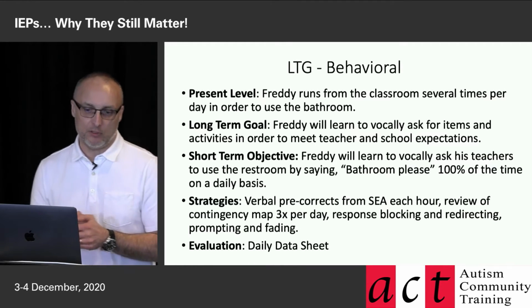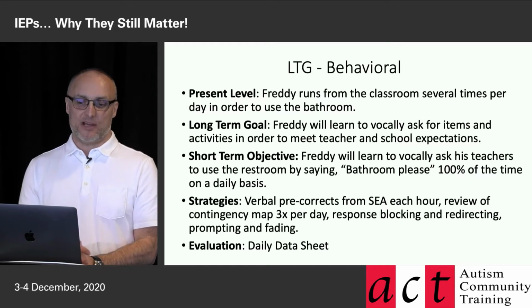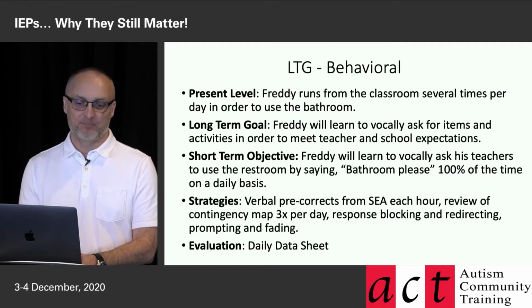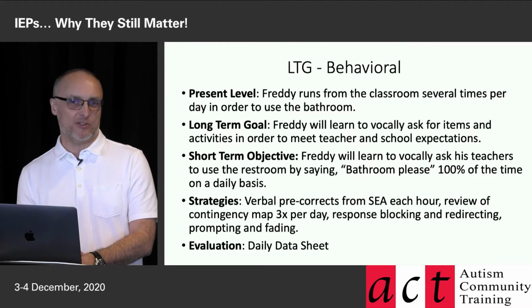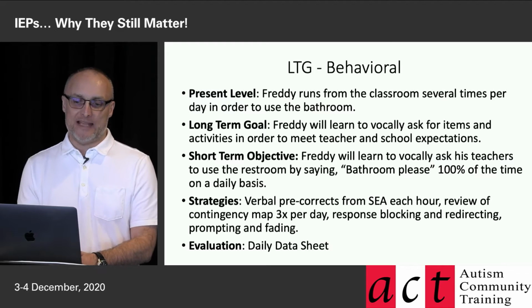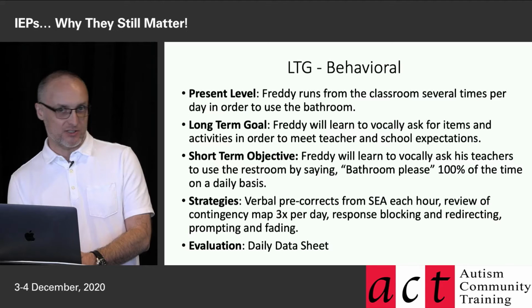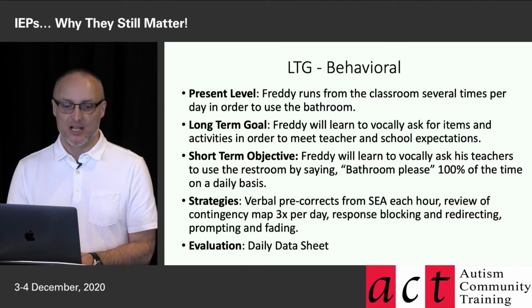Here's a behavioral objective. Present level is that Freddie runs from the classroom several times per day in order to use the bathroom. It's good that he's using the bathroom, but he's taking off, and usually at his grade level, you have to ask permission. The long-term goal is that Freddie will learn to vocally ask for items and activities in order to meet the teacher and school expectations, not just operate on his own agenda.